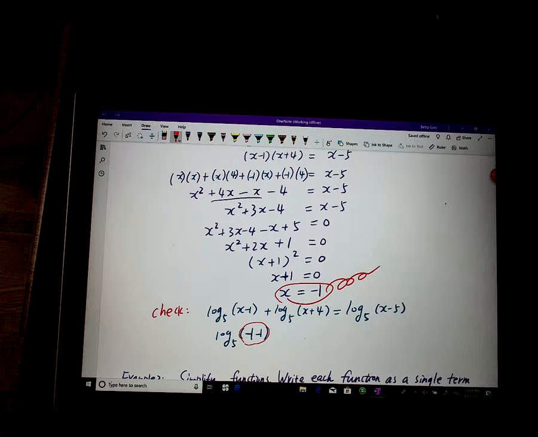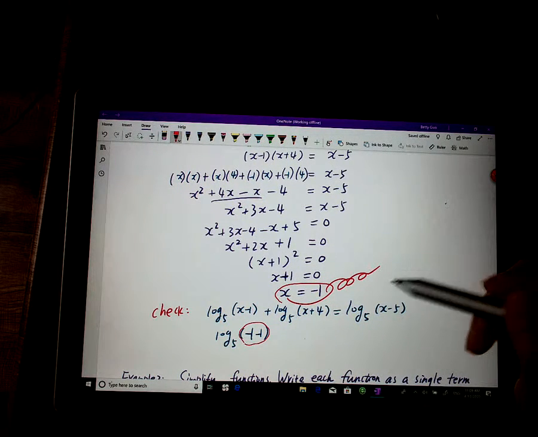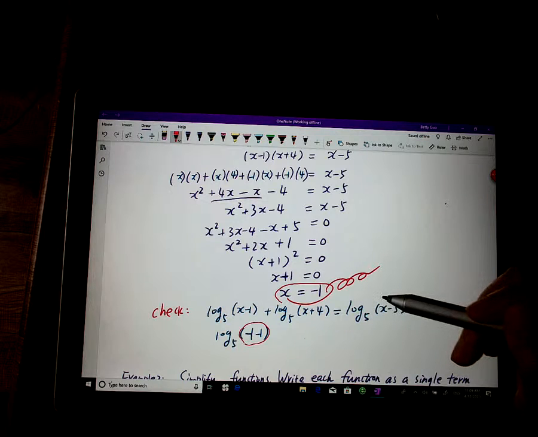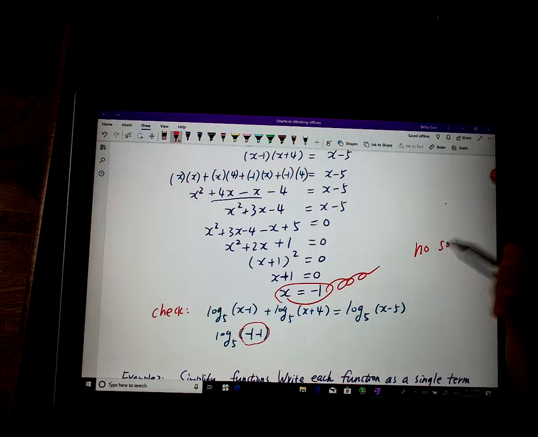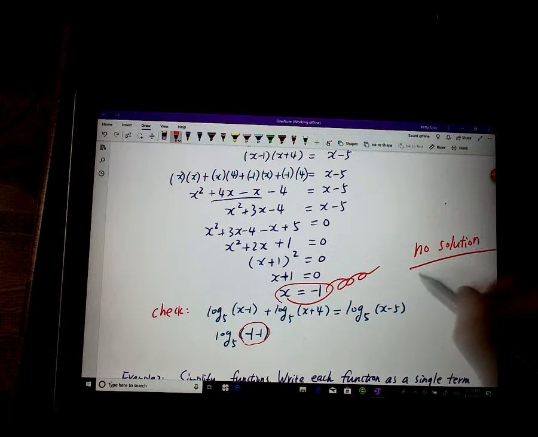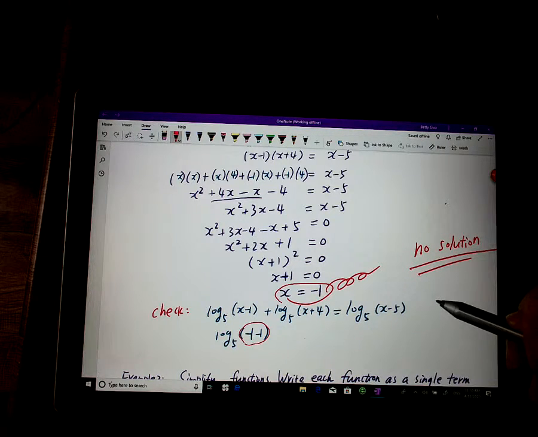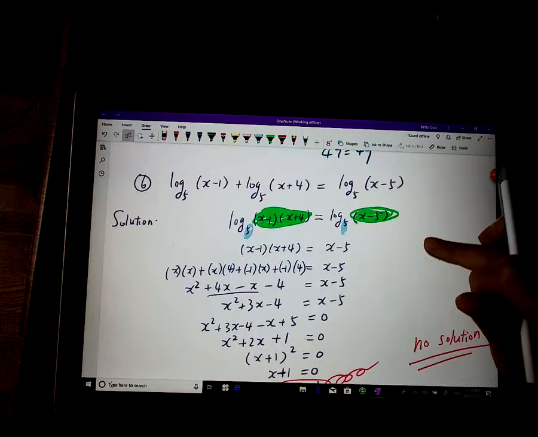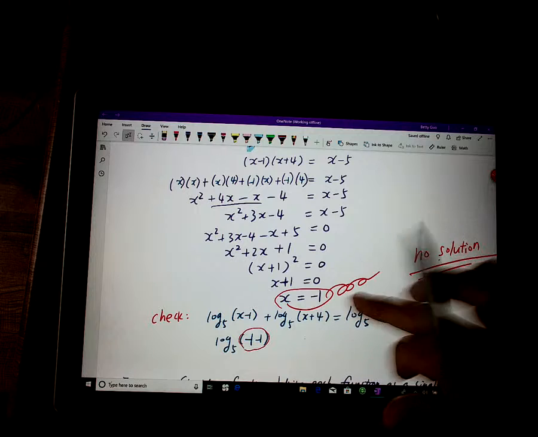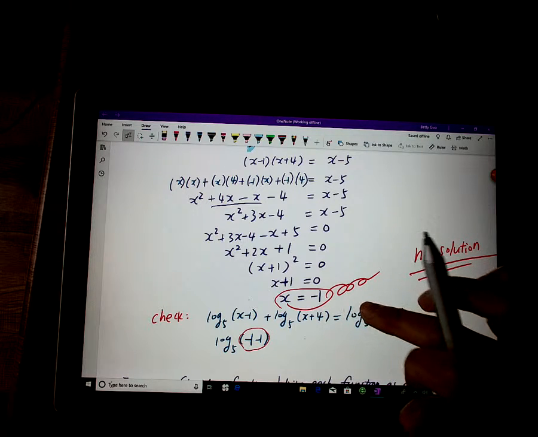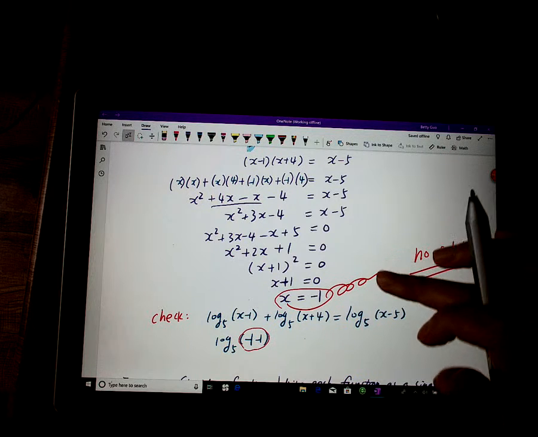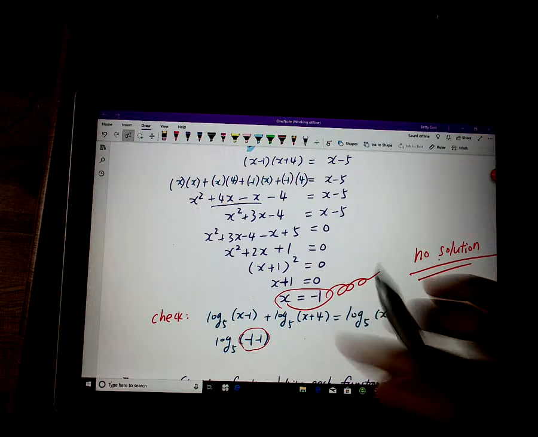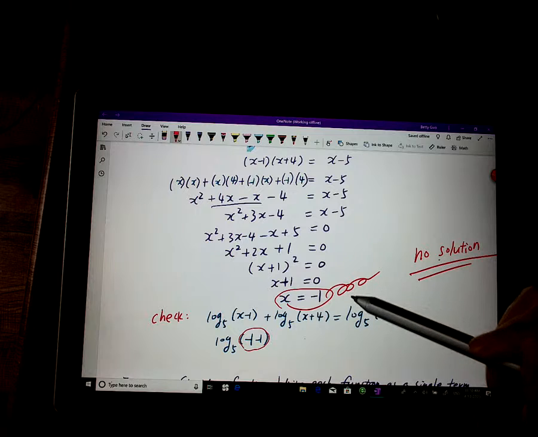This means get rid of it. The only proposed solution turns out to be an extraneous solution. So the original equation has no solution. Am I clear about that? Yeah, this is an example that you need to pay attention to. How do you solve it? That's one thing. After you got the proposed solution, how do you check if the solution is an actual solution or not is another thing. In this case, -1 is extraneous.